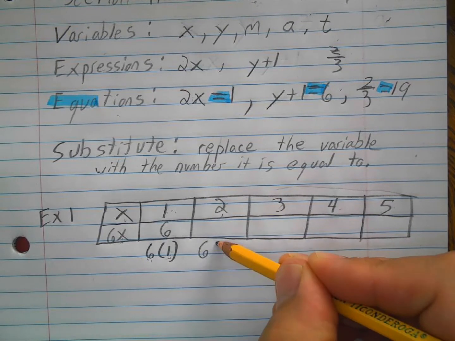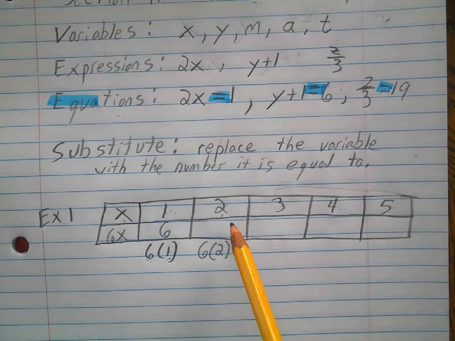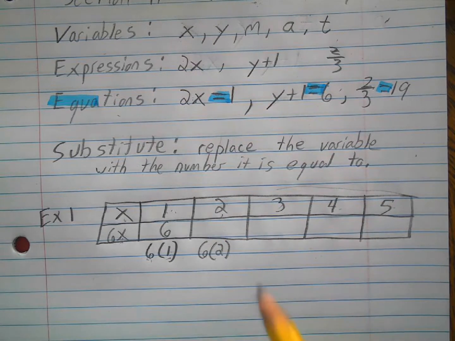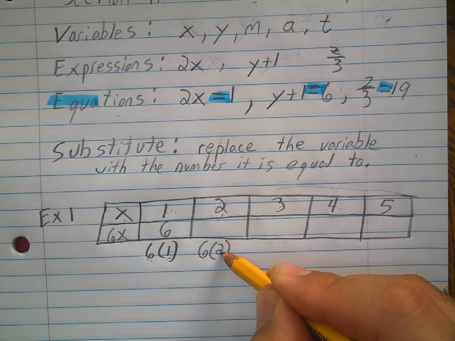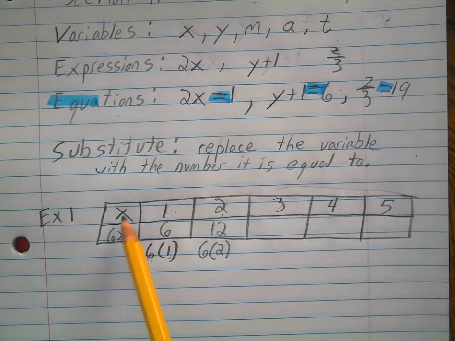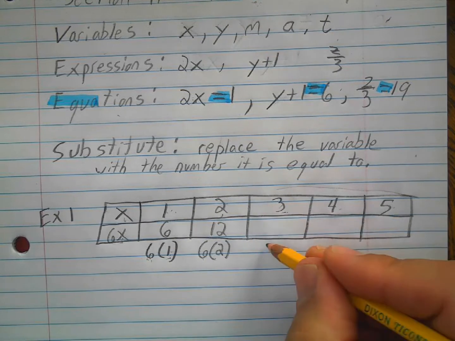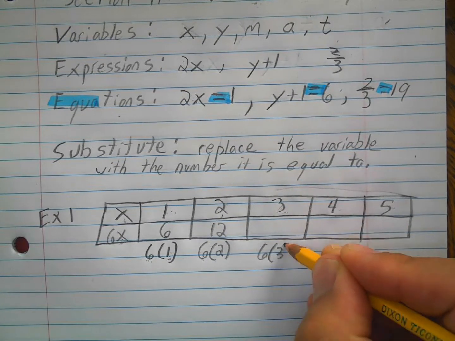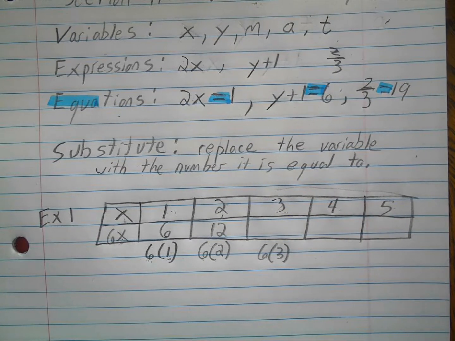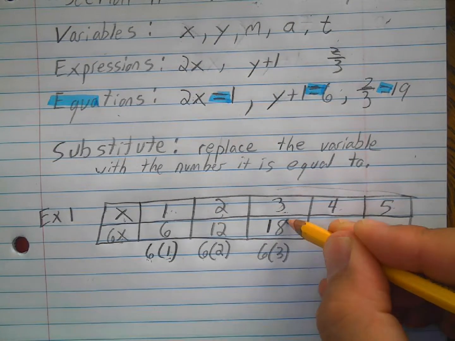Alright? Now, when x is 2, we're going to replace the 2 for x. So instead of 6 times x, we'll have 6 times 2. We're going to substitute the 2 in for x. 6 times 2 is 12. Alright? Now, when x is 3 in this table, we're going to substitute the 3 in for x. So what is 6 times 3? You can use your calculator if you would like. 18.